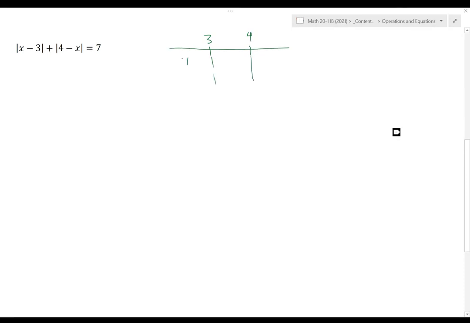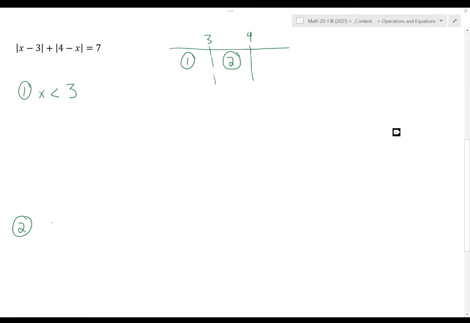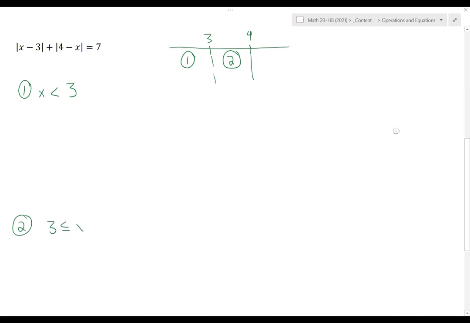I have case 1, where x is less than 3. I have case 2, where x is going to be between 3 and 4. I'm going to include the 3, but I'm not going to include the 4. That's a personal choice. It doesn't matter where you include each of these numbers. And case 3 is going to be where x is greater than or equal to 4. So in each of these cases, I have to consider what's happening with both of these absolute value expressions.